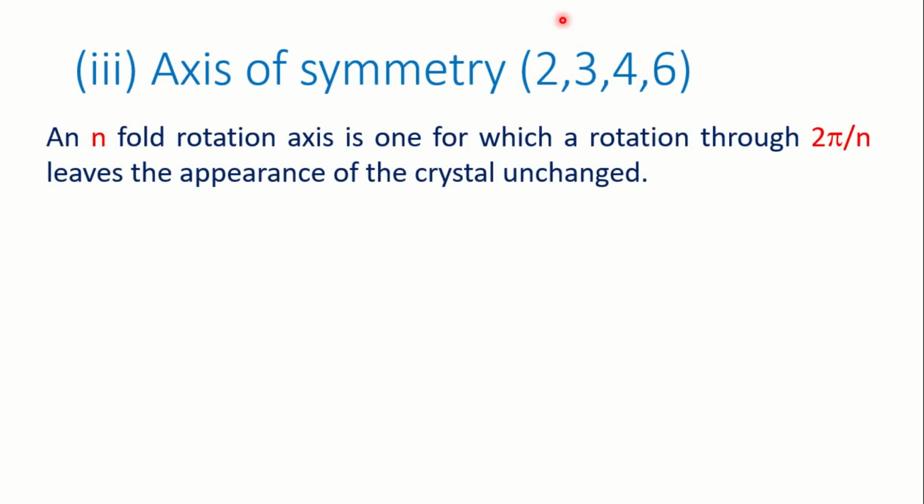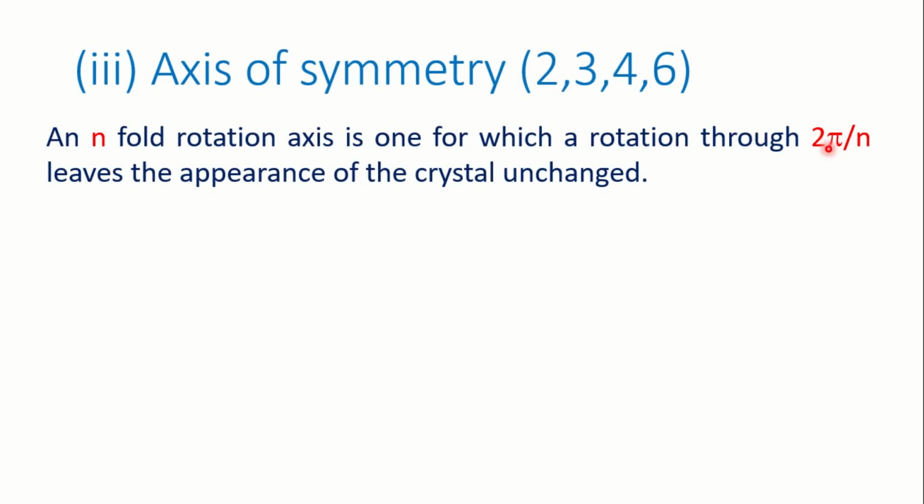There are 4 types: 2, 3, 4 and 6. 2-fold, 3-fold, 4-fold or 6-fold axis of symmetry. In general, if they are written as n, then it is an n-fold axis of symmetry or n-fold rotation axis. An n-fold rotation axis is one for which a rotation through 2 pi by n leaves the appearance of the crystal unchanged. That is, if you have a 2-fold axis of symmetry, 2 pi is 360 degrees.